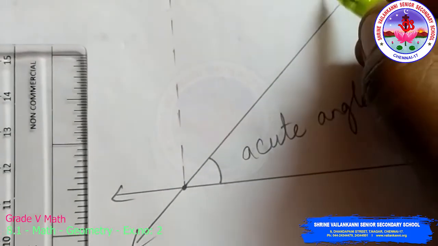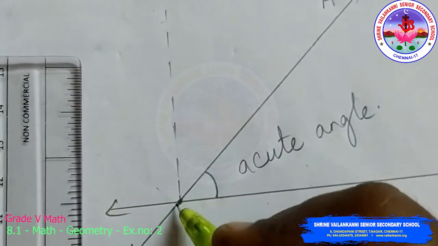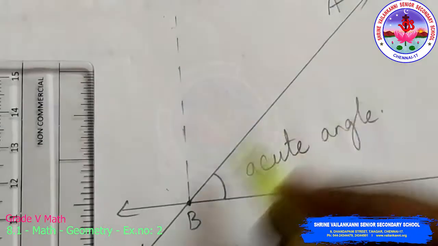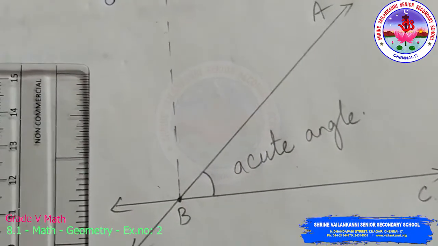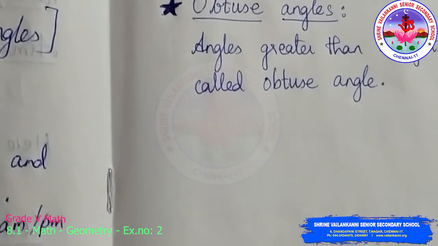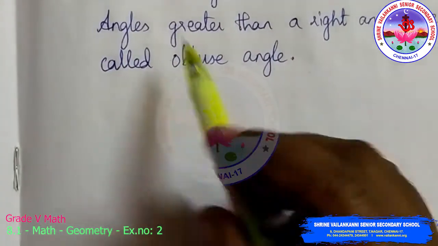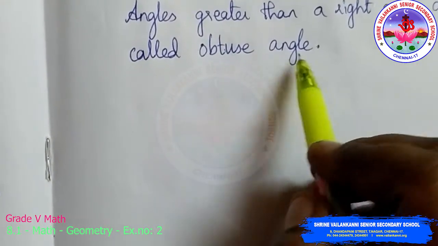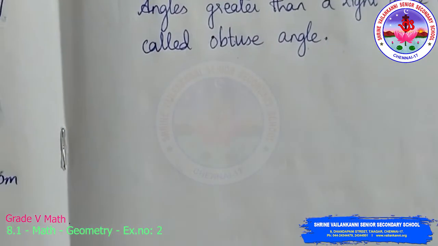So here I am going to place it as A, this point, B and C. So here the angle which is formed is an acute angle. Next we will see about the obtuse angle. Angles greater than a right angle are called obtuse angles. So I showed you this right angle.